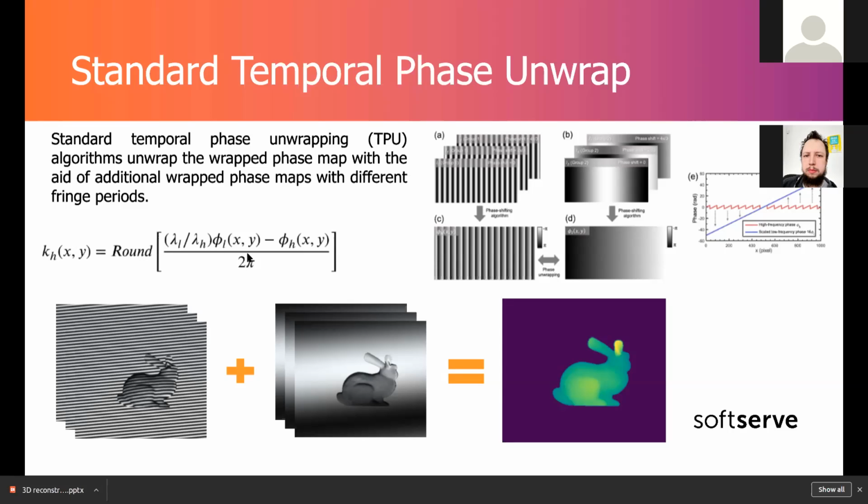But there exists some good ratio, and another good approach is to use a few steps of this standard temporal unwrap. For example, first find the phase with low frequency and one a little bit higher, for example three or five times higher, and then use this higher frequency as a reference for the next, even higher patterns.